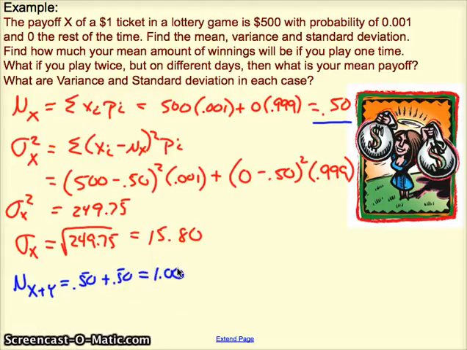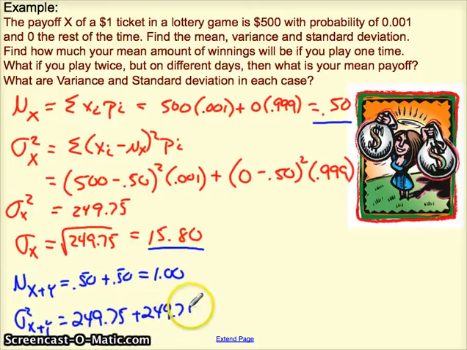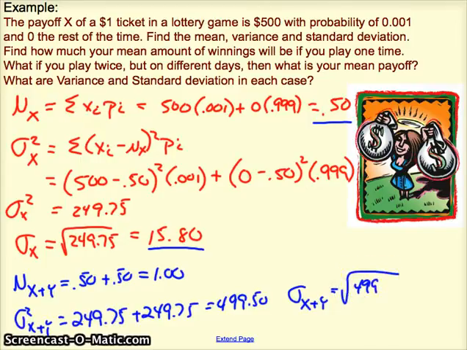What's the standard deviation for playing 2 days in a row? Well, I can't add standard deviations, but I can add variances. So the variance for playing 2 days in a row would be 249.75 plus 249.75, or 499.50. And the standard deviation for playing 2 days in a row, X is day 1, Y is day 2, is the square root of that. So again, a reminder, you can add variances, but you can't add standard deviations. So the standard deviation of this game, playing 2 days in a row, the combined winnings would be $22.35.